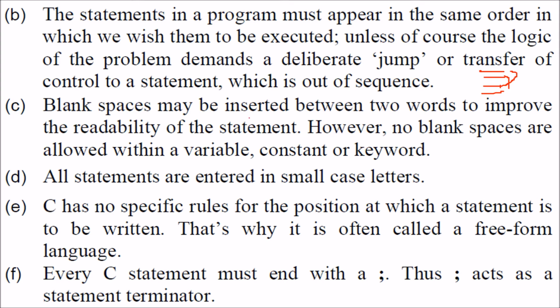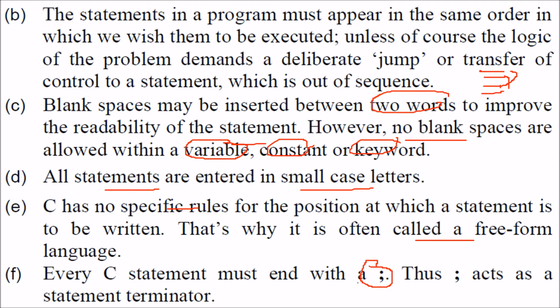Blank spaces may be inserted between two words in order to improve the readability of the statement, as we'll do in the program. No blank spaces are allowed within a variable, a constant or a keyword. All statements we will enter in small case letters. C actually has no specific rule for the position at which a statement is to be written, but we'll try to do it in a free form. And this is very important: every C statement must end with a semicolon. The semicolon acts as a statement terminator.